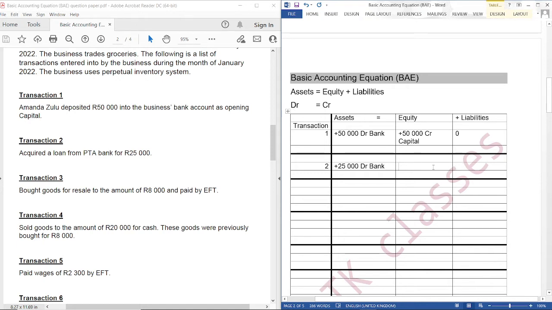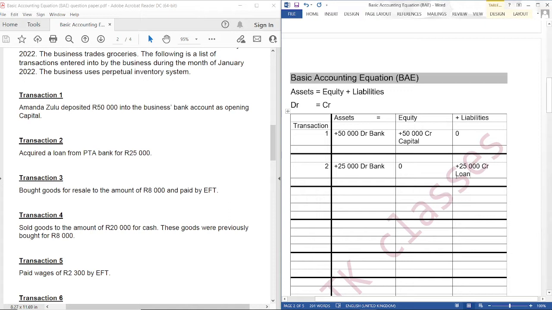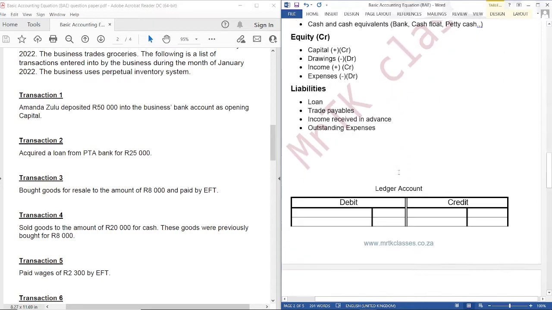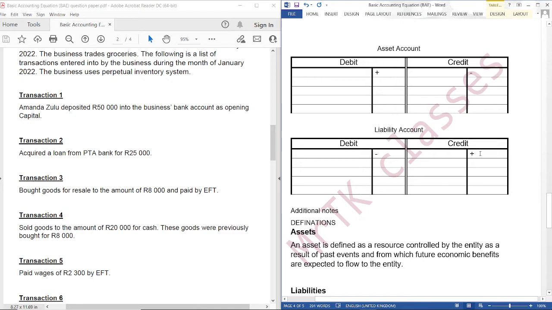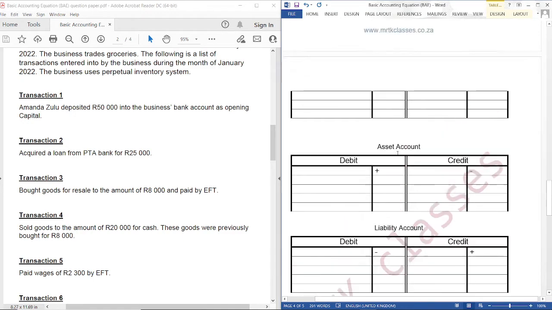Okay, so another account which is affected is the loan account, and it is a liability account. So a liability account here which will increase is loan. So we are going to credit loan, right? Remember, whenever a liability account increases, we are going to credit, because a liability has a credit balance. So it increases on the credit side and decreases on the debit side.